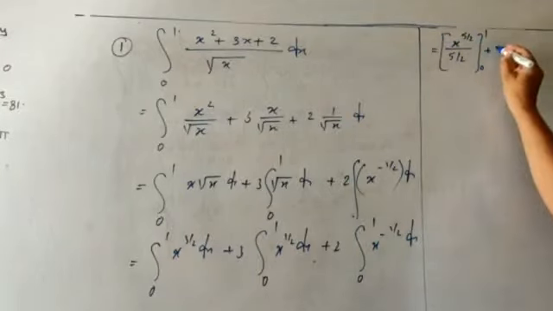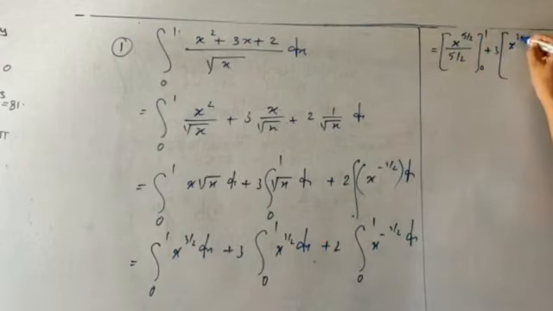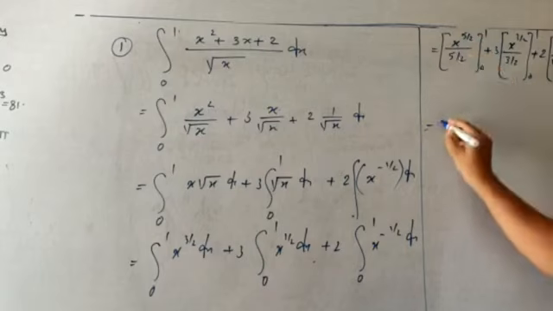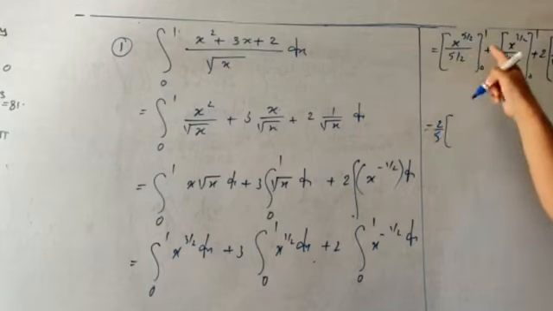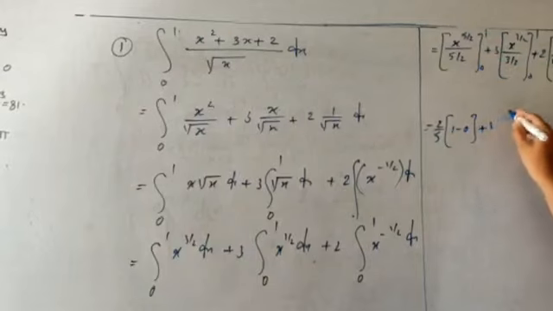This is plus 3. x raised to 1 by 2 becomes x raised to 3 by 2 by 3 by 2, from 0 to 1, and plus 2 into x raised to minus half. When you add 1, it will be x raised to 1 by 2, so it is x raised to 1 by 2 by 1 by 2, from 0 to 1. Just write this 2 on the top, so it is 2 by 5. And when you write the limit, it will be 1 minus 0, plus 3.